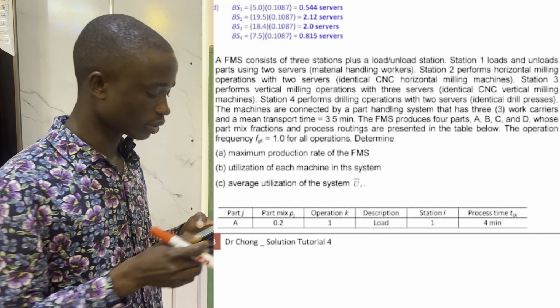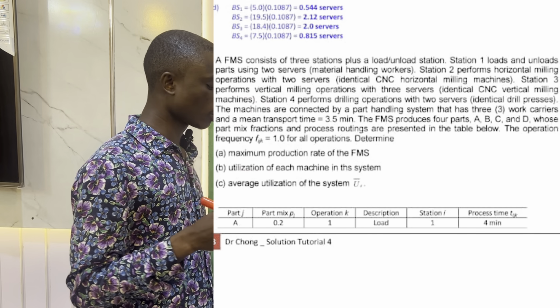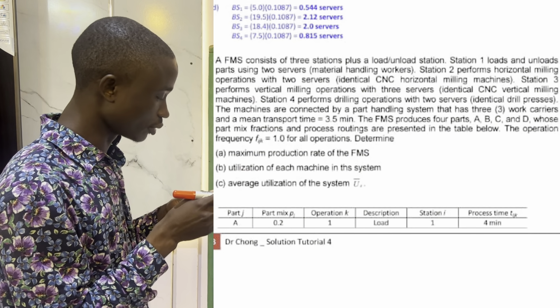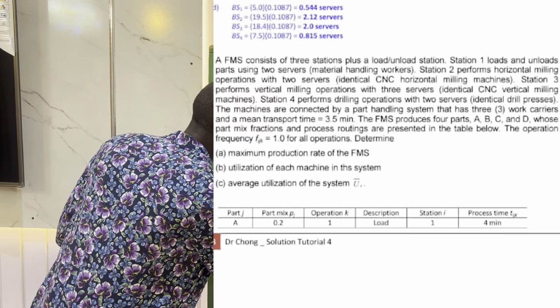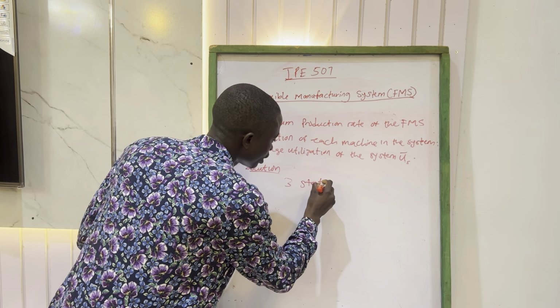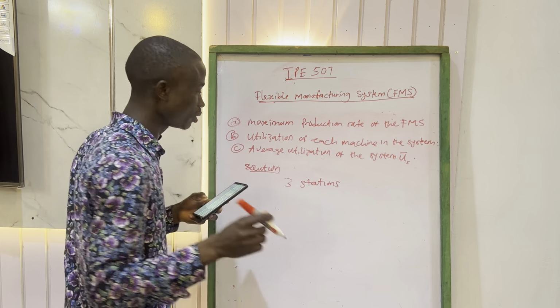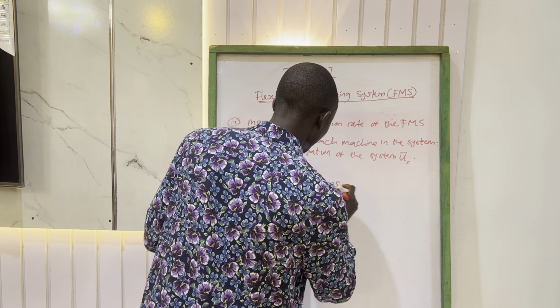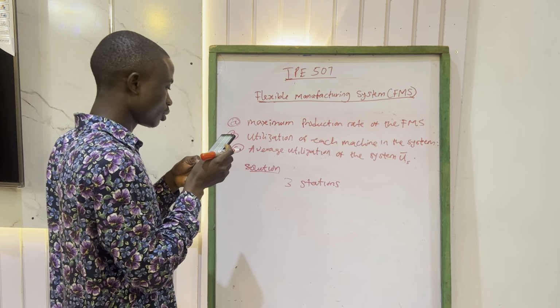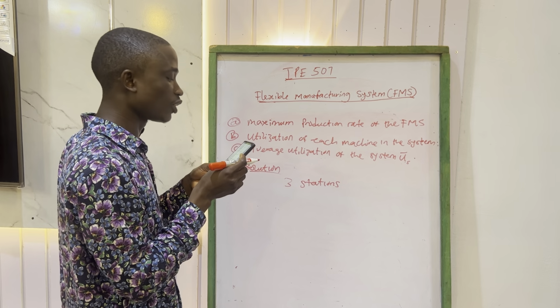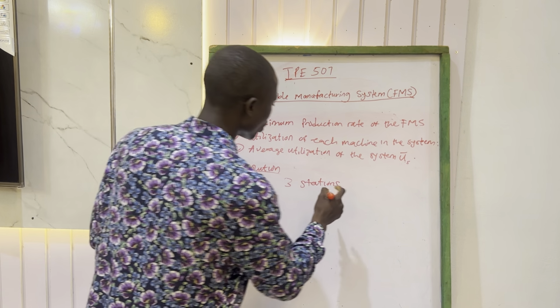So let me read out the question. A flexible manufacturing system consists of 3 stations, like 3 workstations. I've explained what station means the other time. Plus a load and unload station. It also has a load and unload station.